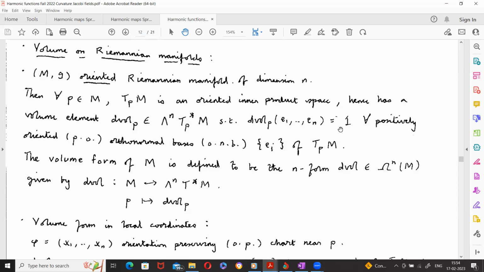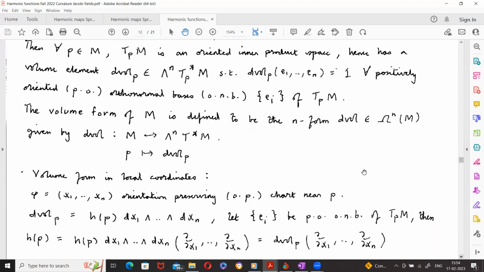Yes? We proved existence and uniqueness of such a top degree form on any oriented inner product space, right? So in particular, we can apply that construction to T_pM. Okay. So at each point p, therefore, we will get a top degree form, dvol_p. And so that will define an n-form, dvol, on my whole manifold, which at point p is given by this dvol_p. Is that clear?